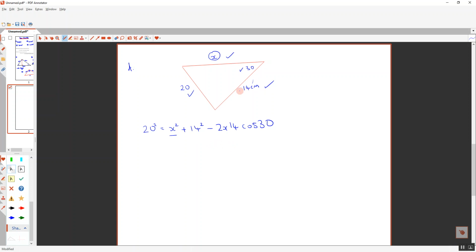I could also use the sine rule to work out this angle. Once I know this angle, then I can work out this angle. And once I know this angle, I could use the sine rule to work out that length. So there are multiple ways to do it. You obviously want to pick the easiest.